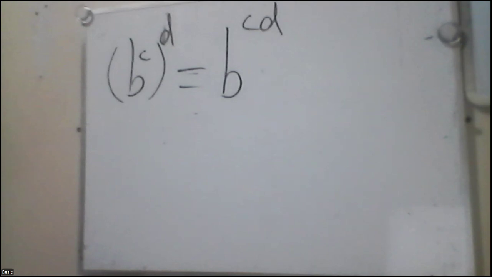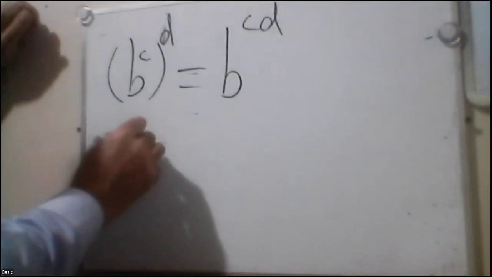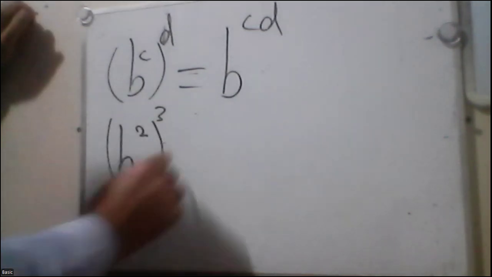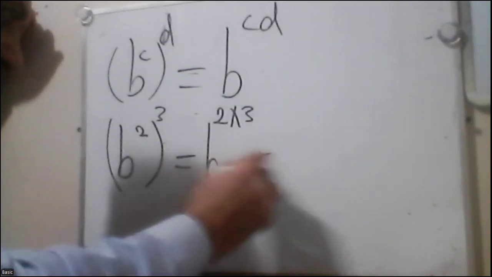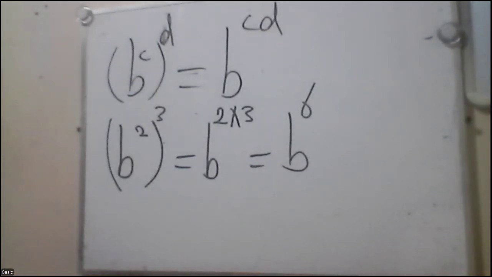Examples are so many. As an example, let me say b power 2, and all multiplied to power 3. So this will be b power 2 multiplied by 3, which will equal b power 6. And this is another example about using the formulas for the exponentials.